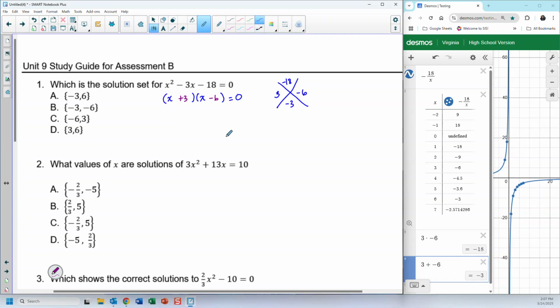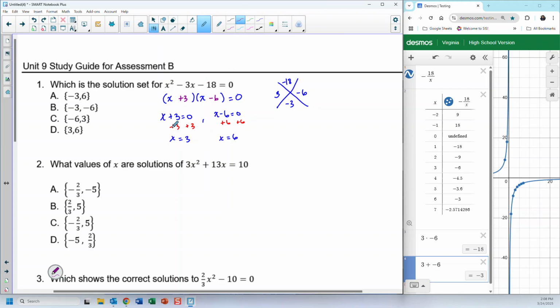Once I found those two numbers, I'll go ahead and keep solving this by setting each of my factors equal to 0. And then x minus 6 equals 0. And then I'm going to add 3 to finish solving. So here's my first solution. So I have x equals positive 3. That's my first solution. So looks like C or D. And then the other one is, I'm going to add 6 on both sides. And then you have x equals positive 6.